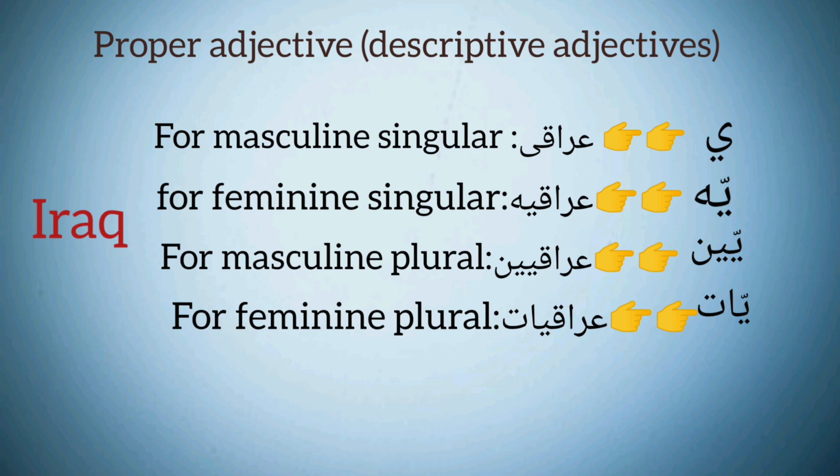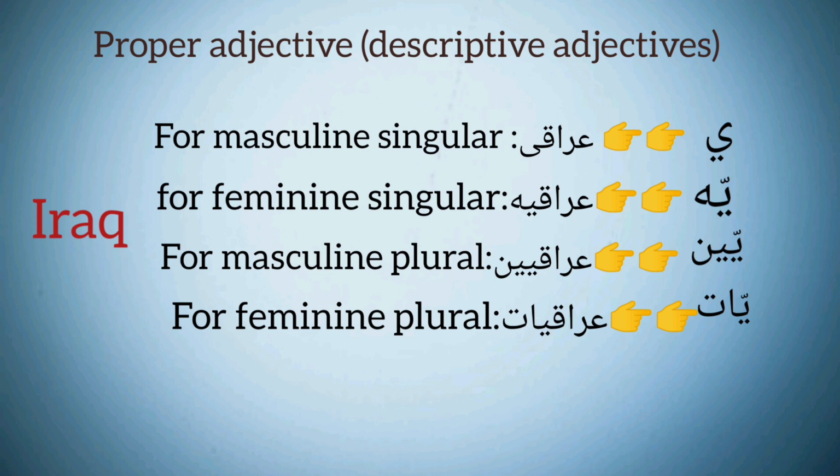Our next adjective is the proper adjective. In English, for Iraq, if you want to make a proper adjective, we say Iraqi or American or Iranian. But in Arabic, we have masculine, singular, plural, feminine. Let's look at them. For masculine singular, we say Iraqi. We add y at the end of the word. For feminine singular, we say Iraqiyya. We add iya, Iraqiyya.